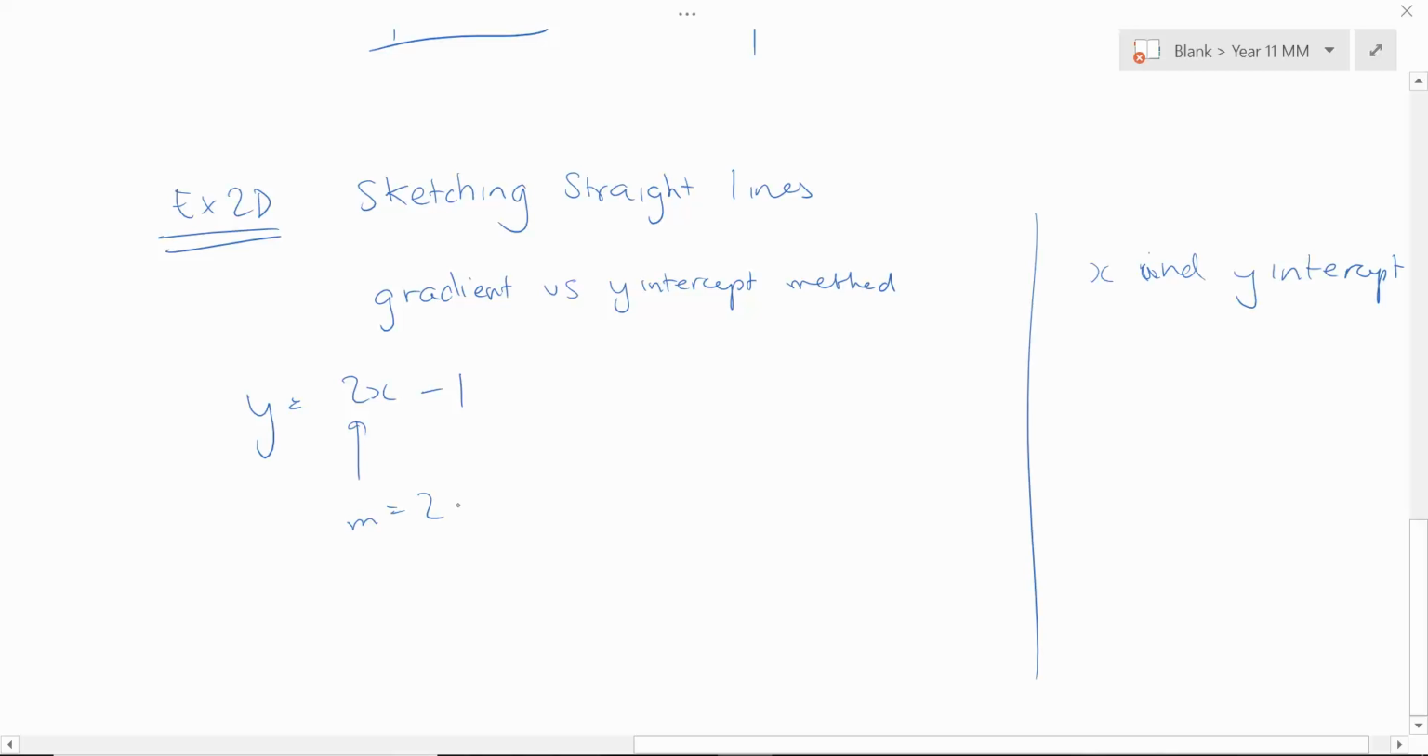Rise over run means it's a ratio. So how do you write this as a ratio? How do you rewrite 2? 2 over 1. This basically means you rise up by 2 for every 1 across.